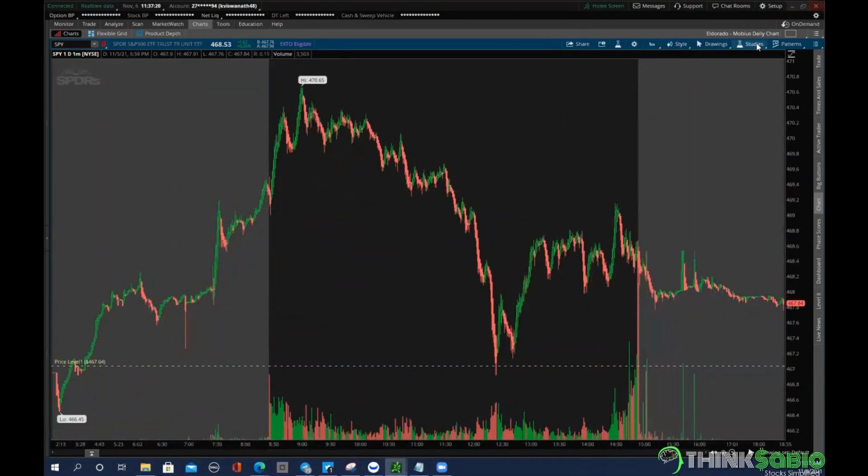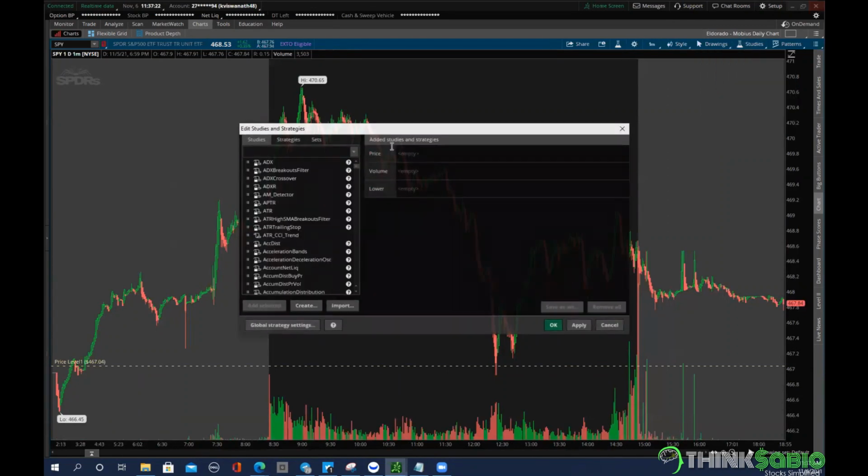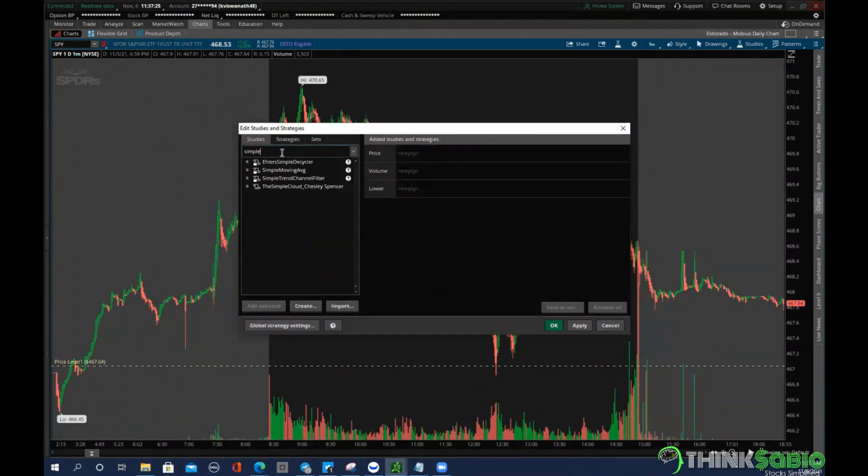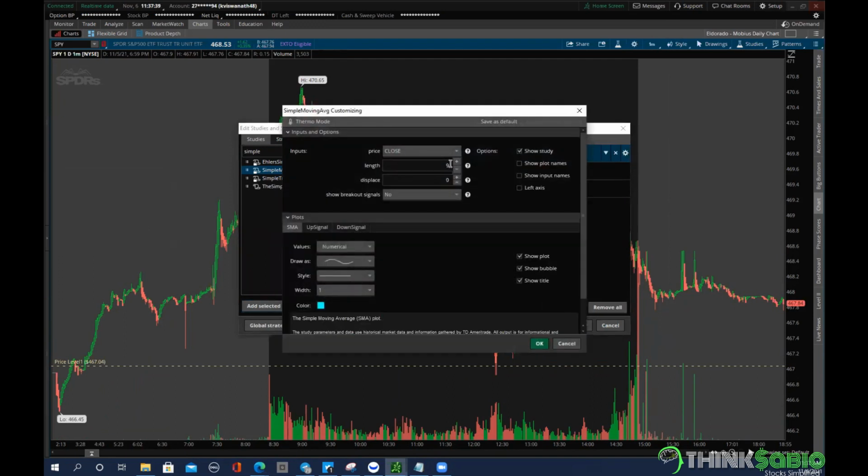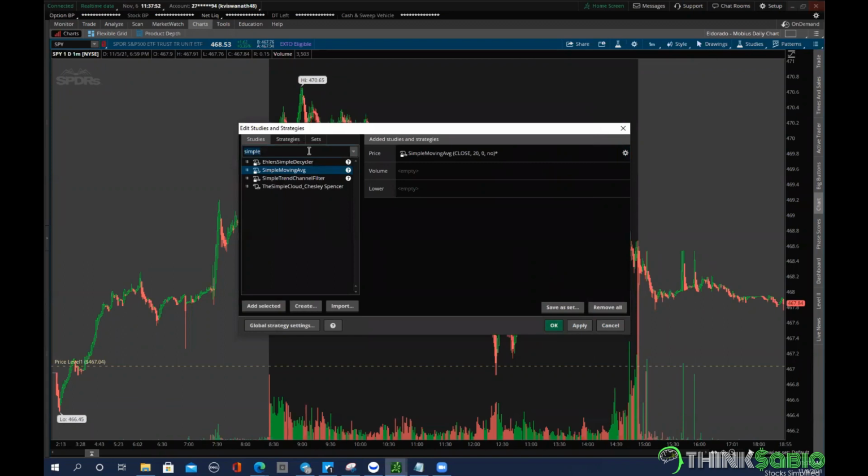So let's do that. I'm going to click edit studies, and then I'm going to type simple moving average. Here it's default 9. That means it's for the last 9 periods. The length is the last 9 periods. Many people use a 20 simple moving average. You leave the color the same. I will show you the difference between a simple moving average and an exponential moving average.